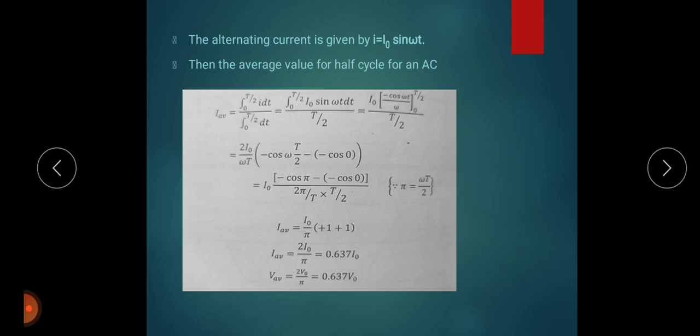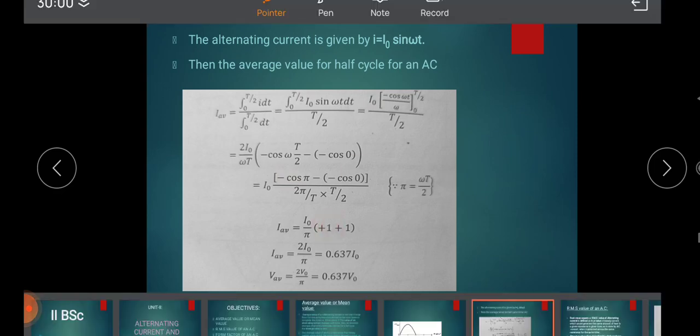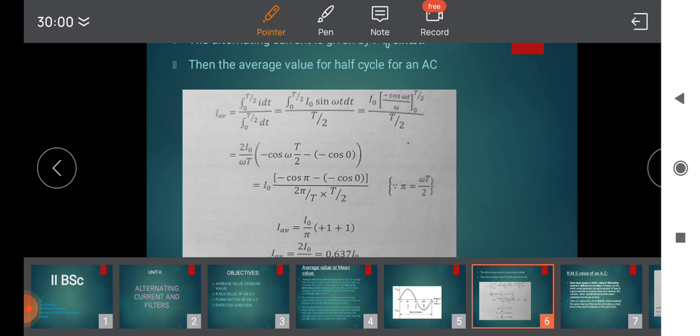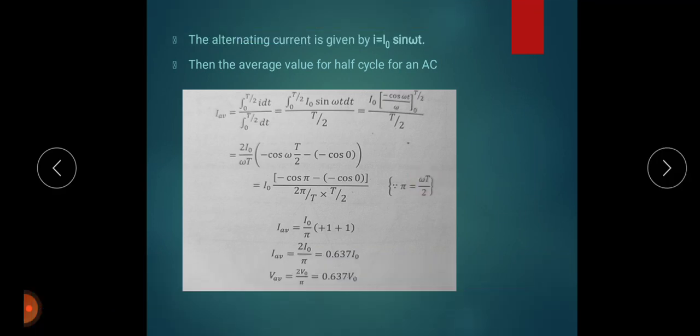Here cos pi, the value of cos pi is minus 1. Minus of minus 1, minus into minus, that means plus 1. Here cos 0 is equal to 1, minus cos 0, that means minus 1. Minus 1 into minus, that means plus 1. 1 plus 1 is 2. So 2 I naught divided by pi.